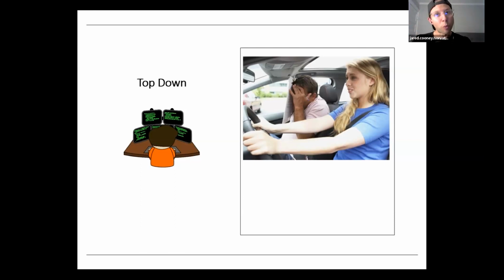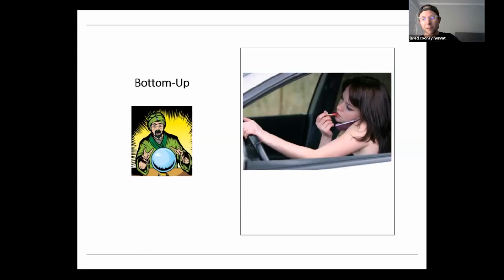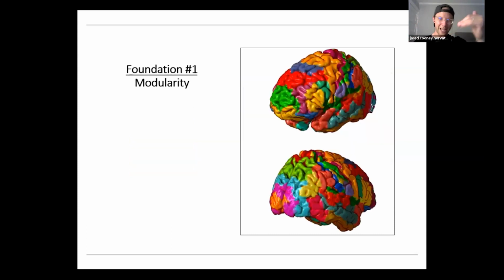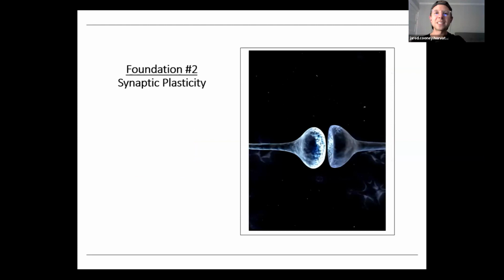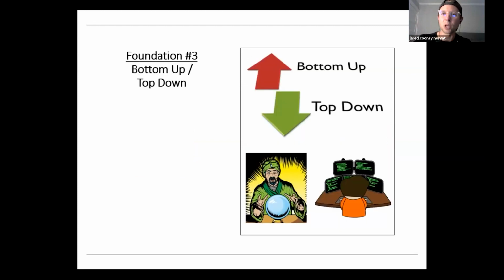Now, how many of you have driven more recently? And how many of you looked a bit more like that? Doesn't matter how complex a skill or an ability or a thought is, once you've got that thing locked down, your brain can run on autopilot. You don't even have to think about it. So that's our third foundation. We got modularity, synaptic plasticity, this idea of bottom-up, top-down processing.